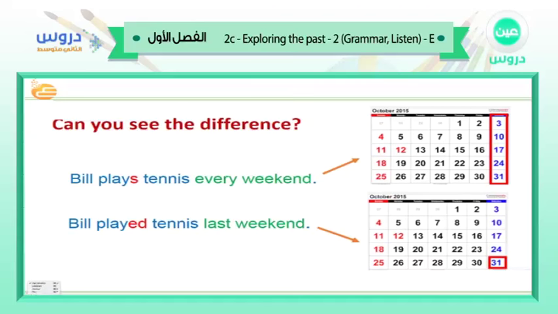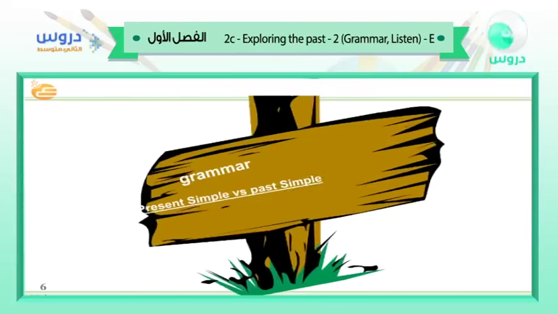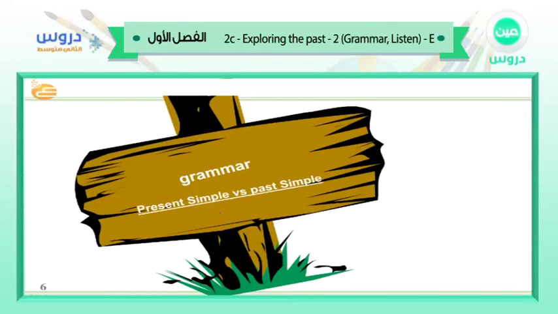Okay, this is a difference. As we said before, with he, she, it, we use s with the verb: every weekend. Every weekend, okay? Bill played tennis last weekend. Last weekend? Okay, only this date. This is a big difference, guys. And that's the difference between the present simple and the past simple. So let's take more explanation.